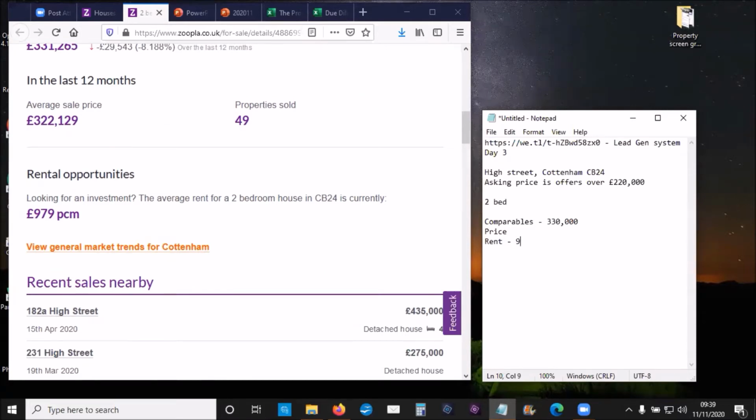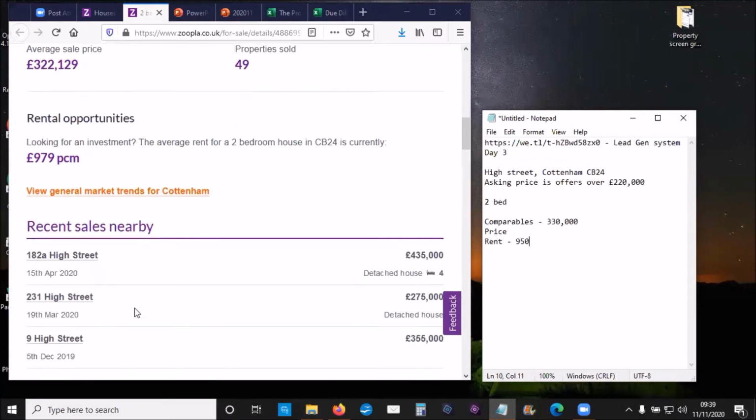979. So let's say we want to rent it out quickly. We don't want people to have to think about it. We say we'll instantly give a discount, 950. All right. Recent sales nearby.